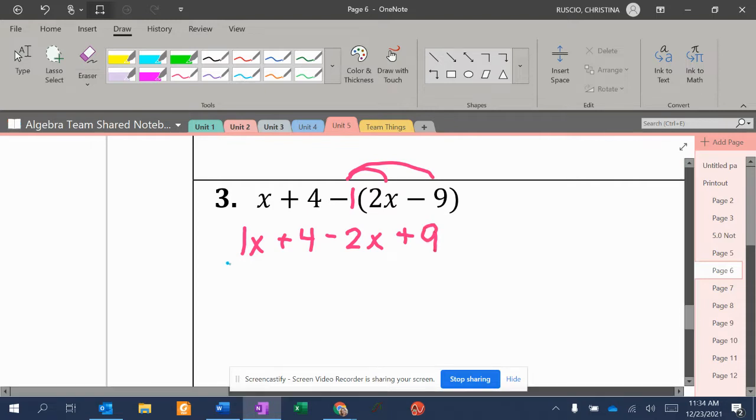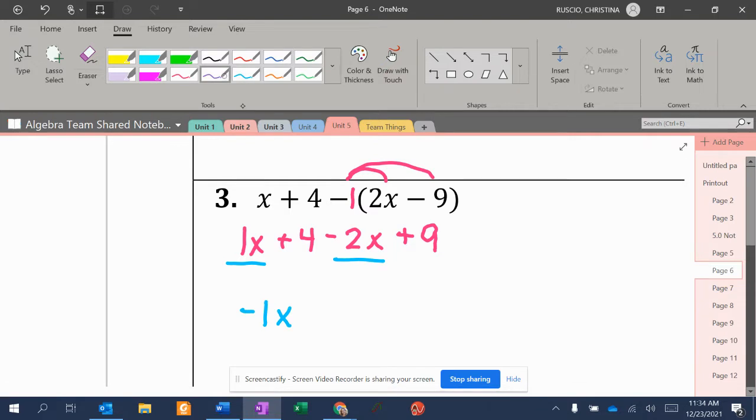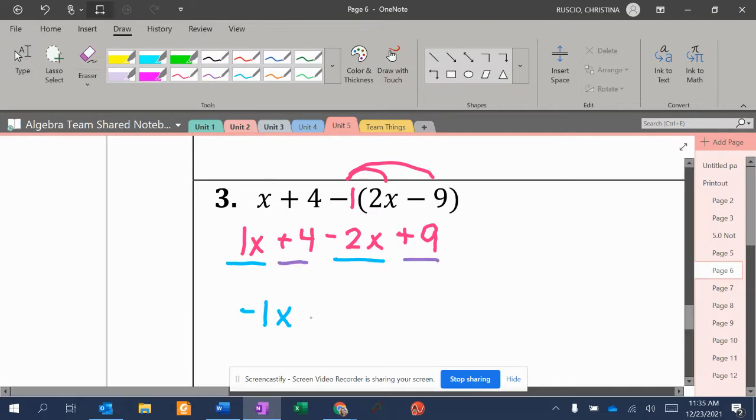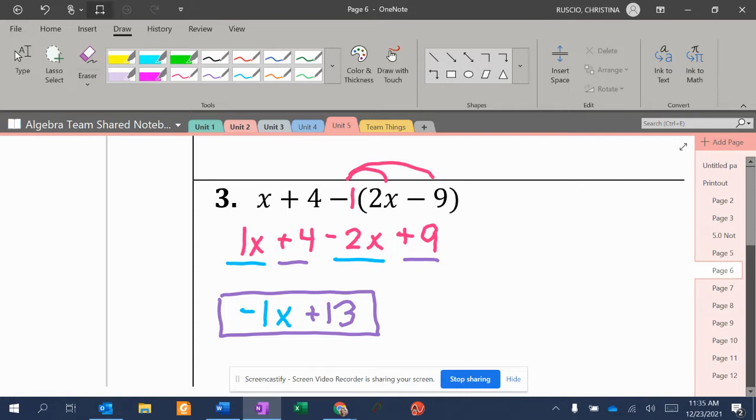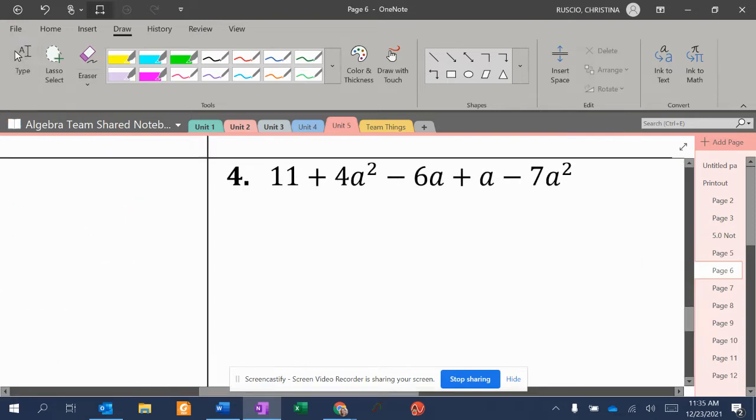And then we're just going to add like terms again. 1x minus 2x, negative 1x. 4 plus 9 is 13. So this expression simplifies to negative 1x plus 13. Notice how I'm writing all of my answers in standard form, from highest power to lowest power to no power at all. All right, number 4.